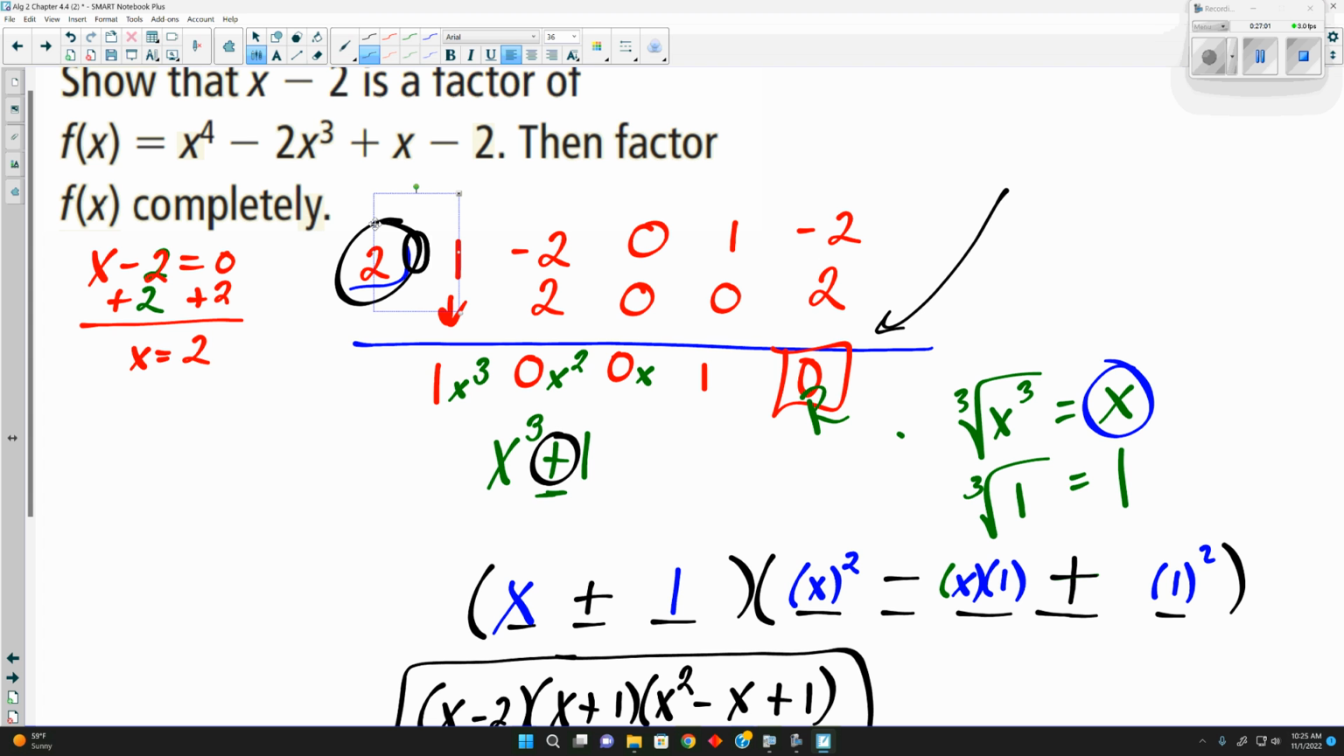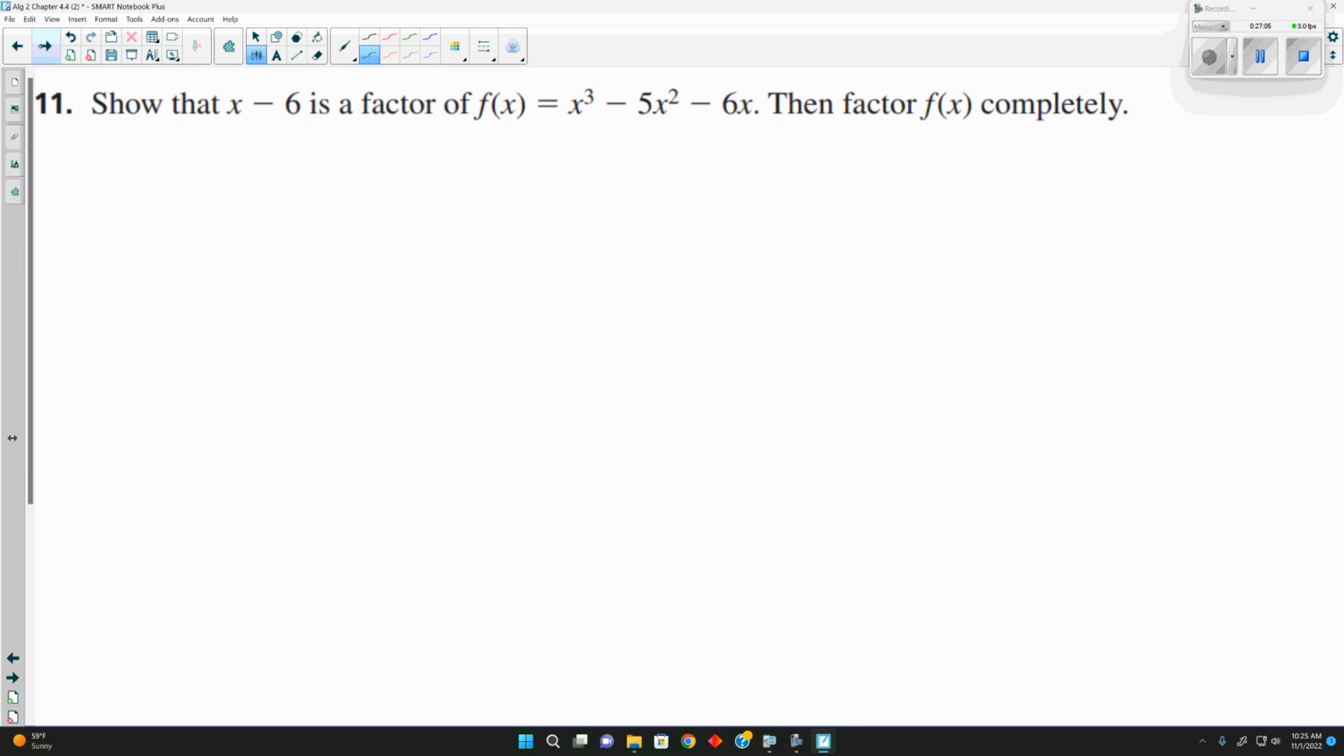We'll look at one more. That's fine. This is the last one we're going to look at here. Show that x minus 6 is a factor of this here, and then factor completely.